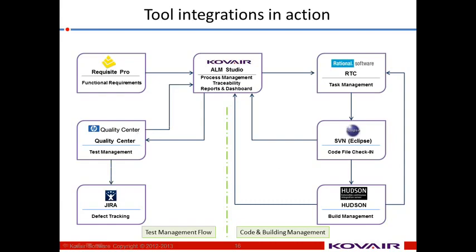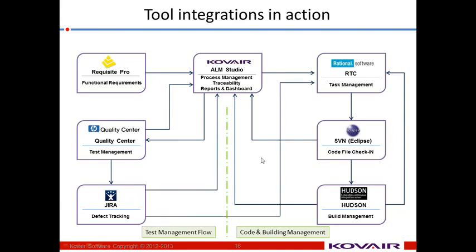Then the tests will be executed in Quality Center, and if defects are raised, they will flow to Jira and also to Kovair. And these defects will also flow into RTC and get related with that task. And finally, the task will send all its feedback to the Requisite Pro requirement. So sitting in the Requisite Pro tool, people will get to know which stage the requirement is actually in, and how many defects there are. All that information should be available to the person who is using Requisite Pro.